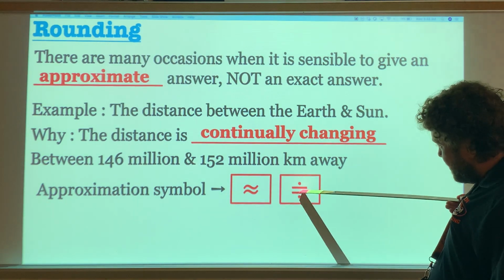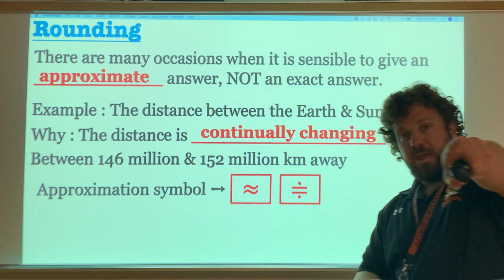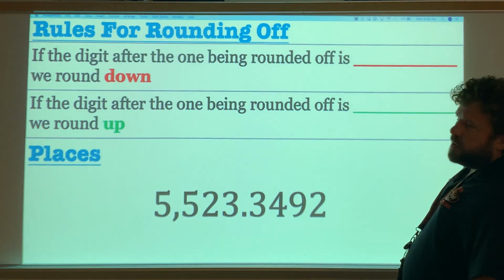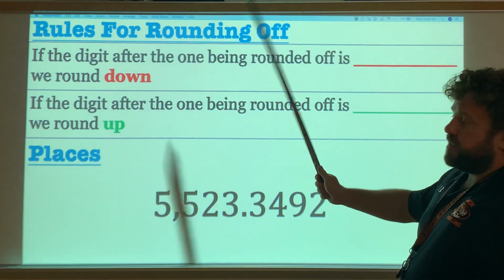I really don't like this one. I don't use it too much. This one is the one that we're going to be focused on. All right? Good? All right. It's not the congruent symbol. The congruent symbol is an equal sign with a squiggle on top. This is just two squiggles.